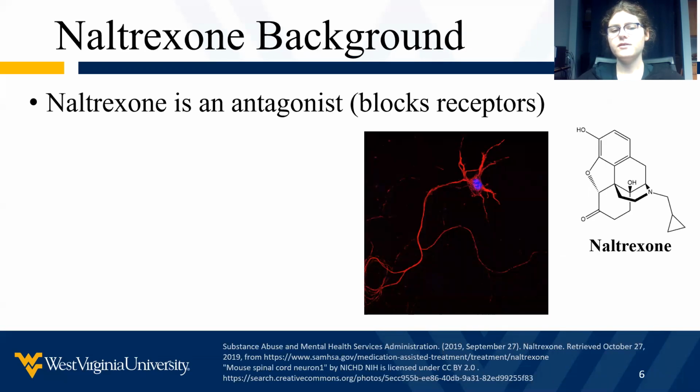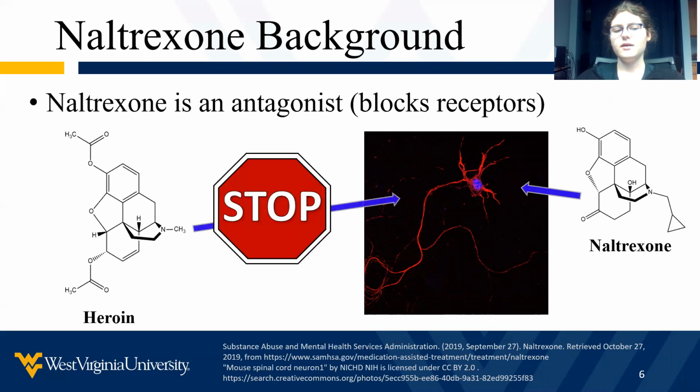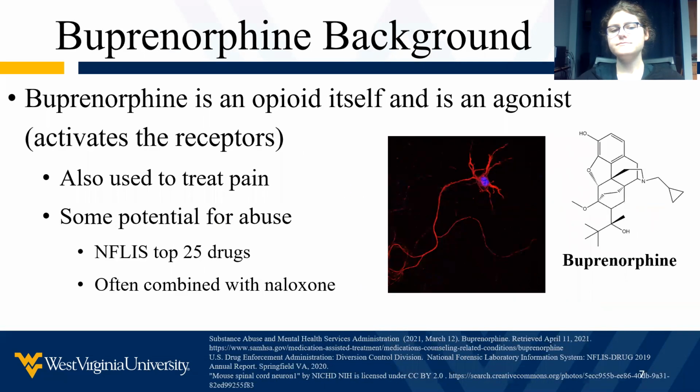For some background on these drugs, naltrexone is an antagonist for the mu receptor in the brain where opioids bind. And so it interacts with these receptors, but does not activate them, so it does not cause the effects that opioids do. And what this means is that if the person then takes an opioid, that opioid can't bind to the receptor since naltrexone is already there, and so they will not experience the same high. And then there is also some evidence that naltrexone may reduce cravings.